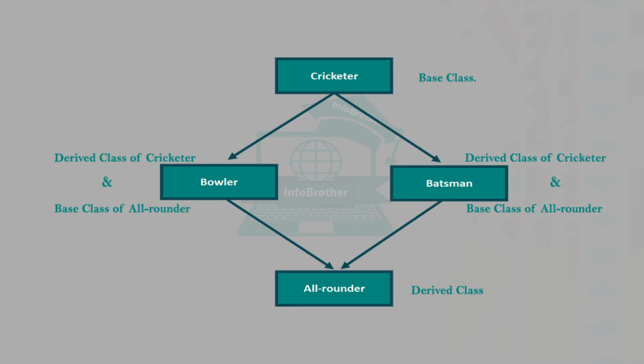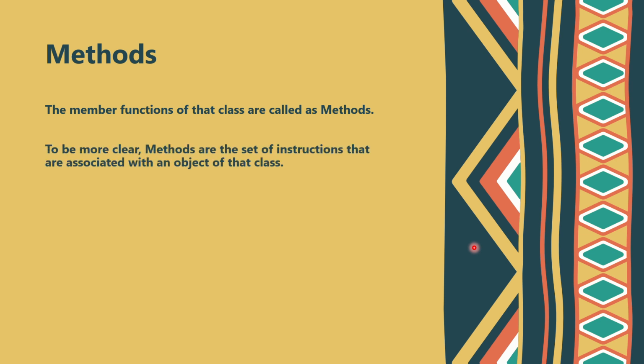Okay, now I will take up the next concept known as methods. Methods can be simply described as member functions of a class. In simple terms, to be more specific or clear, they are a set of instructions which has been associated with an object which is present in that class. So I'll have some object in a class, and this method should be associated with that object. That member function should be associated with some object. Then it is known as a method.